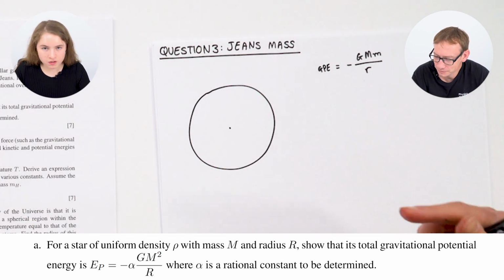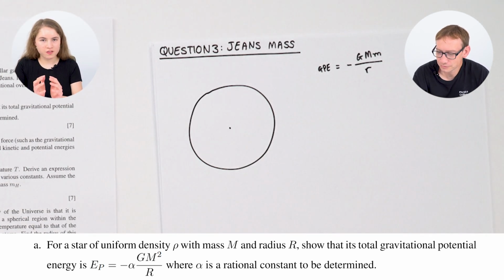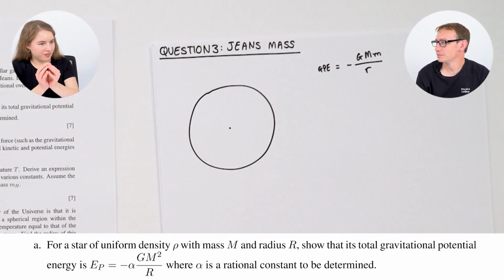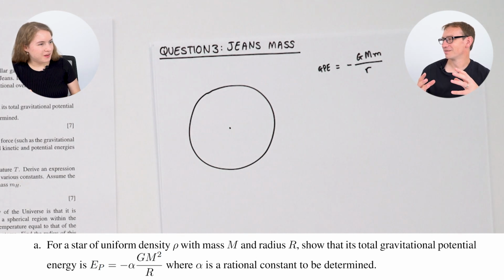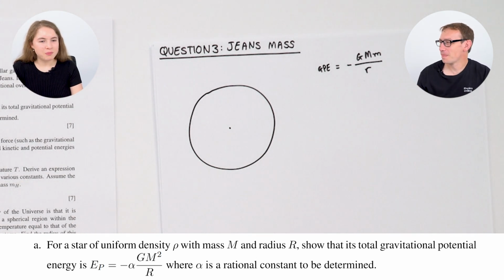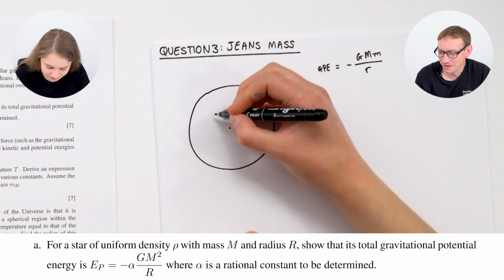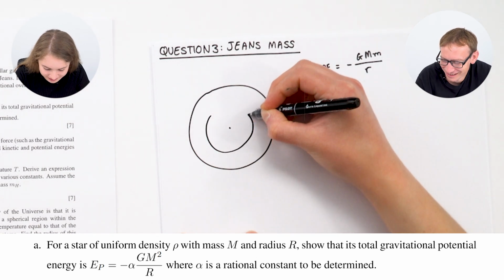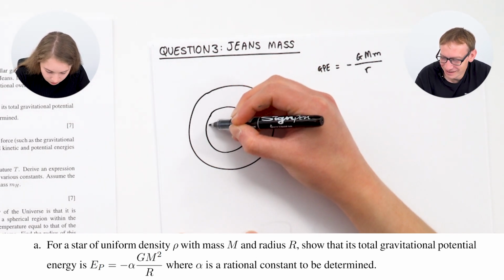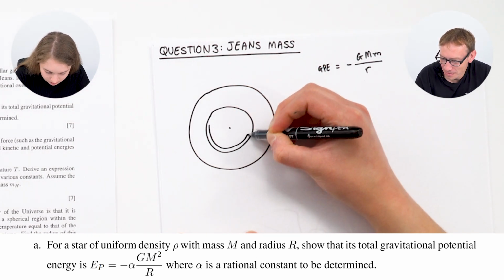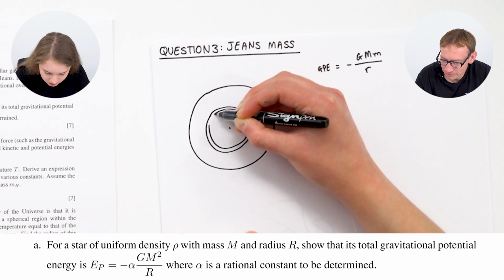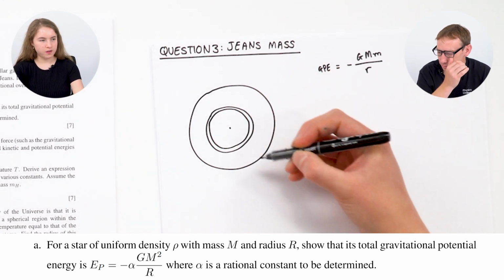So we're going to split up the star into spherical shells. Imagine you've got an onion or something. Like the layers of an onion, pretty much. Like a big space onion. And I'm going to draw one such shell here. I've drawn this very thick, but imagine this is extremely thin in the context of the star.